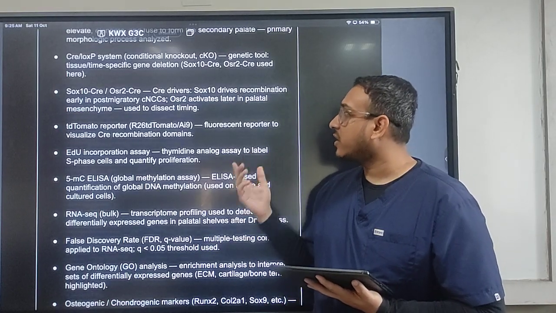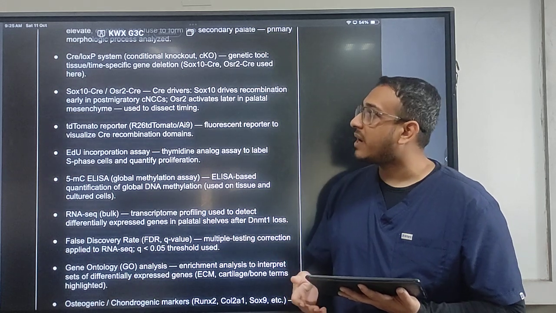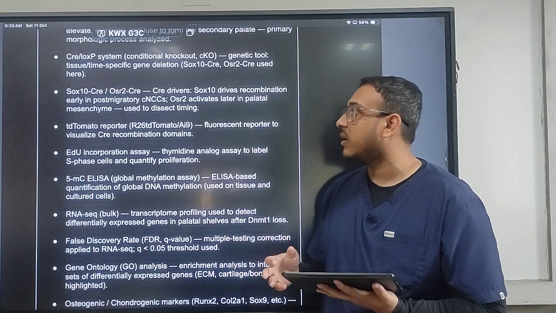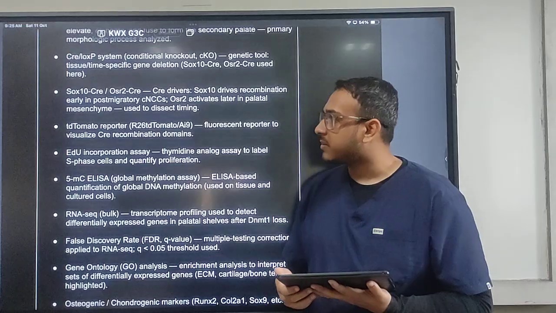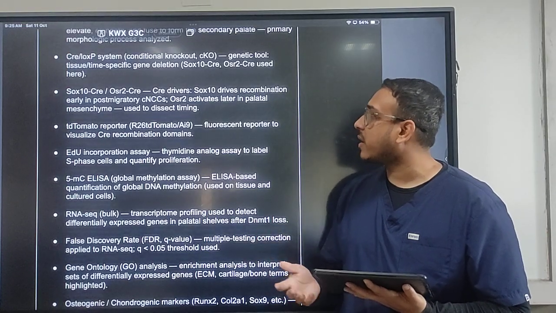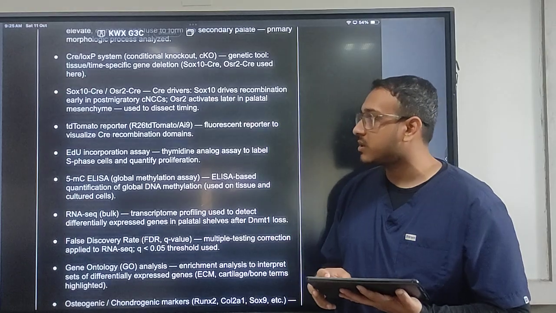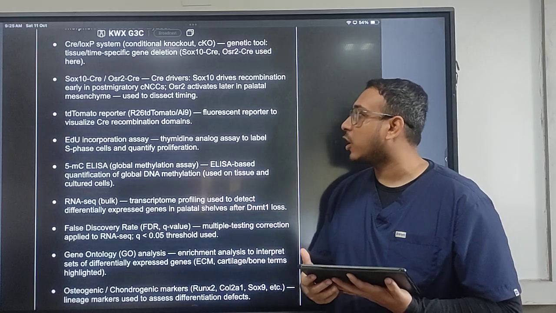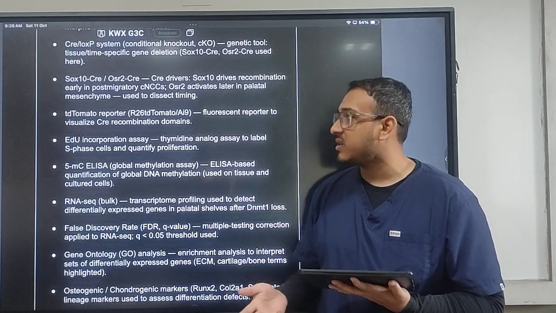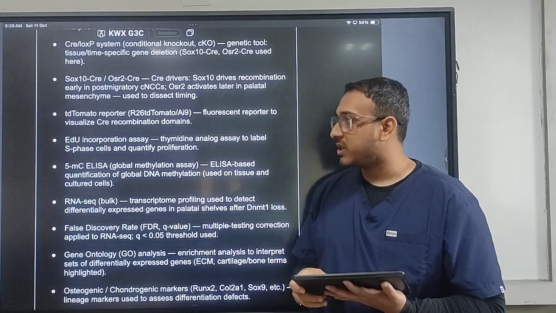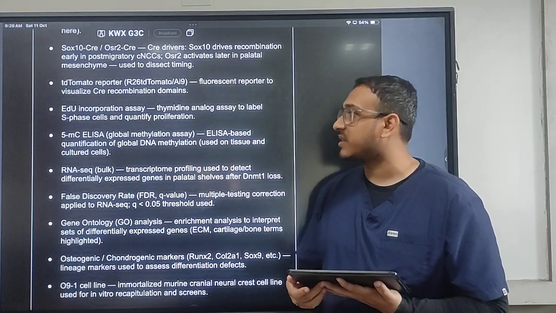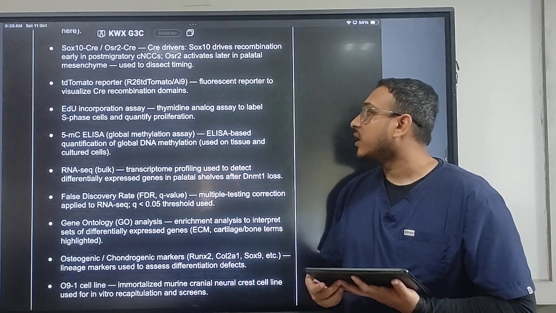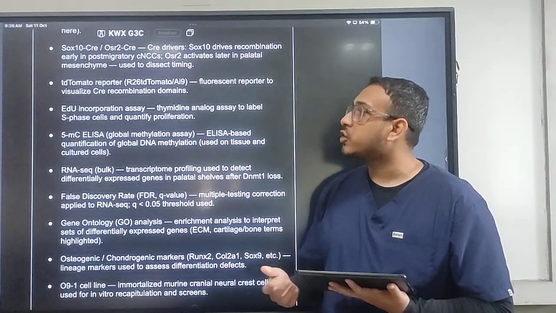The Osr2-Cre activates later in the palatal mesenchyme and is used to dissect the timing of palatogenesis. The tomato reporter is a fluorescent reporter to visualize the recombination domains. The EdU incorporation assay is a thymidine analog assay to label S phase cells and quantify proliferation. The 5mC ELISA is an ELISA based quantification of global DNA methylation, used in this study on tissues and cultured cells.